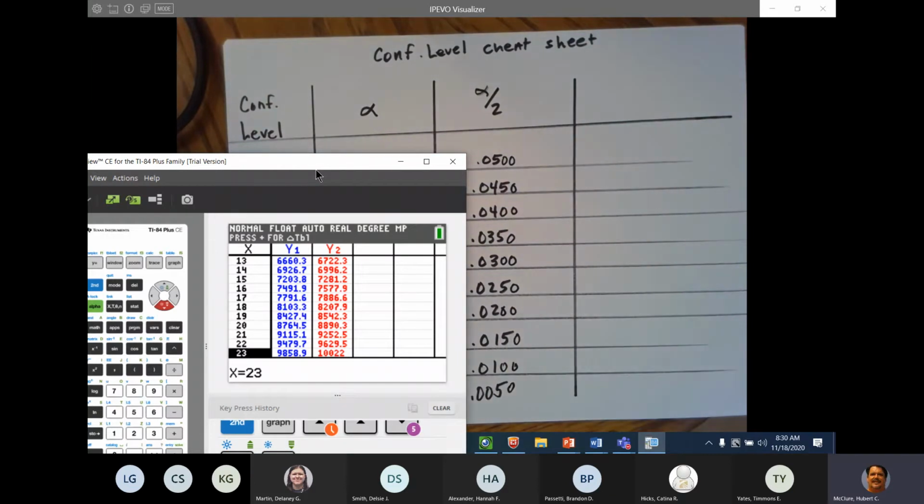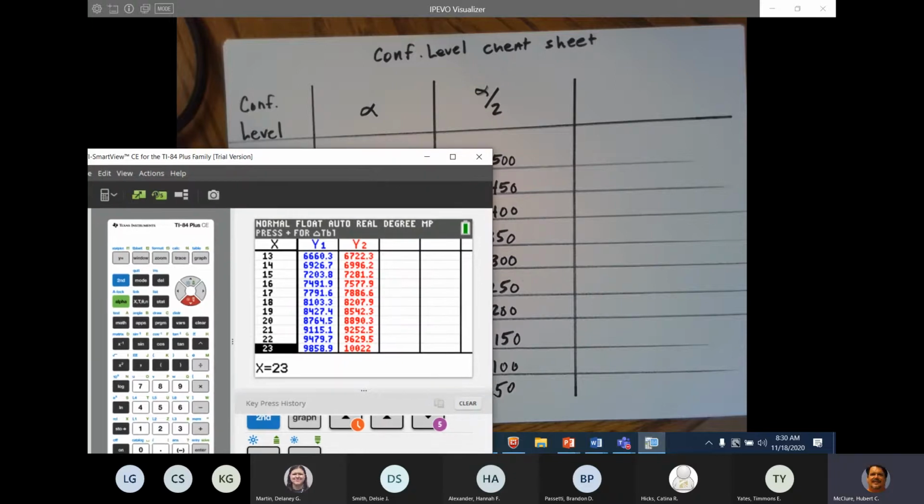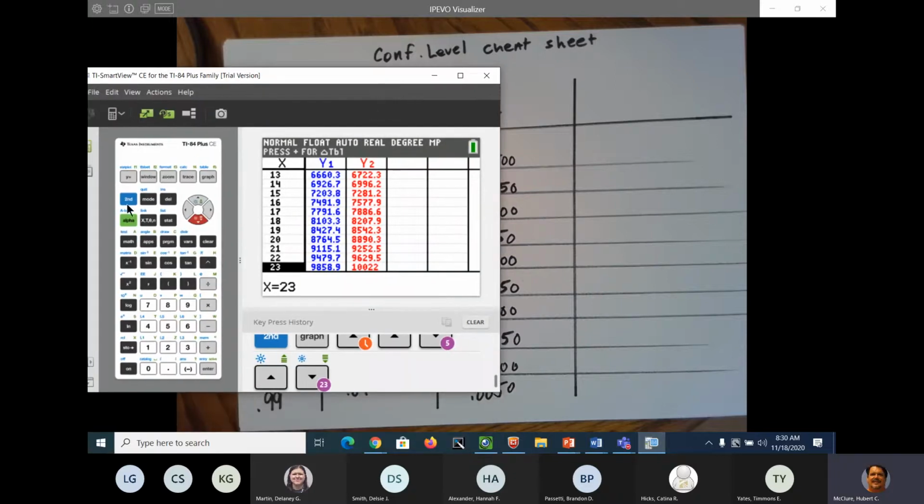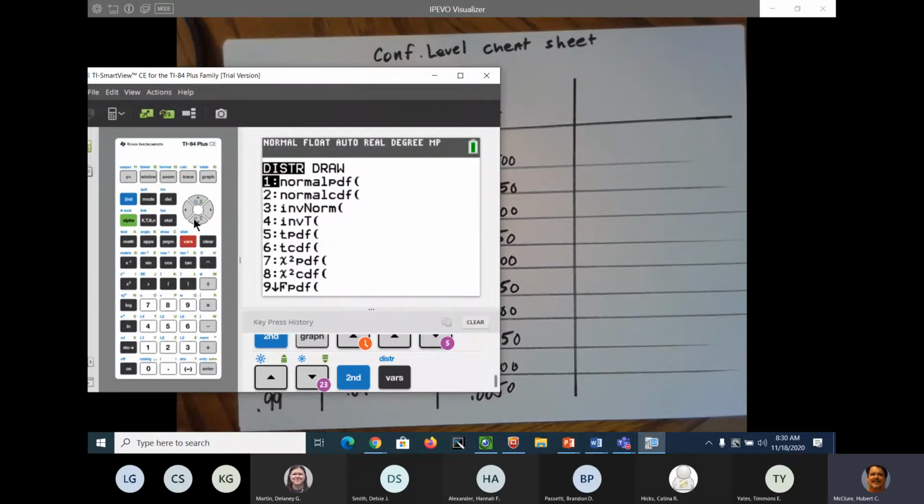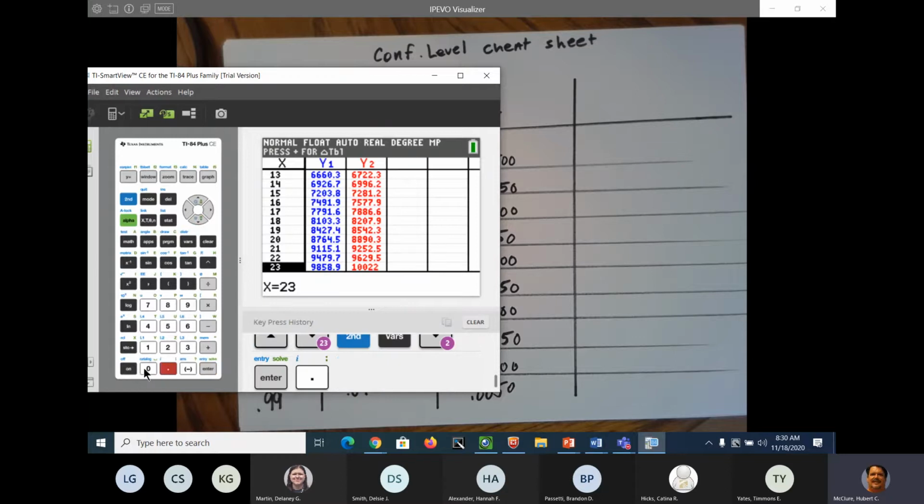And you're going to use inverse norm. So the first one is going to be second, bars, inverse norm, 0.0500, and it's not doing it because I'm stuck in the second.